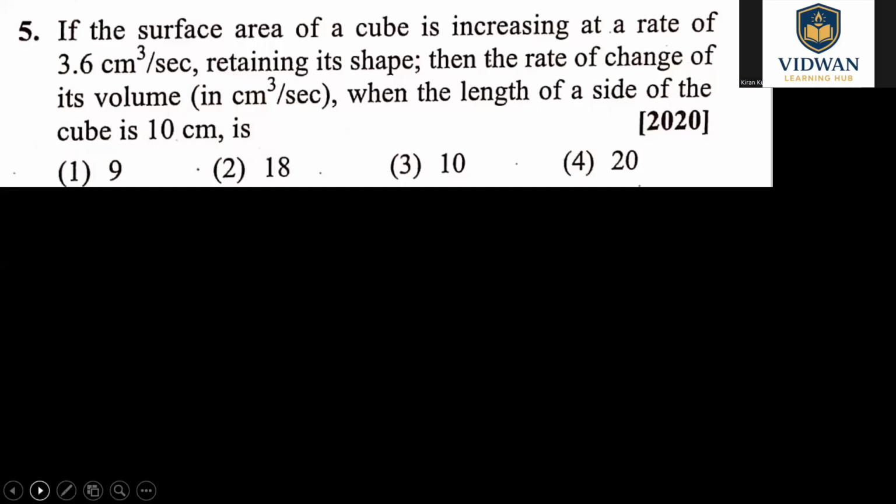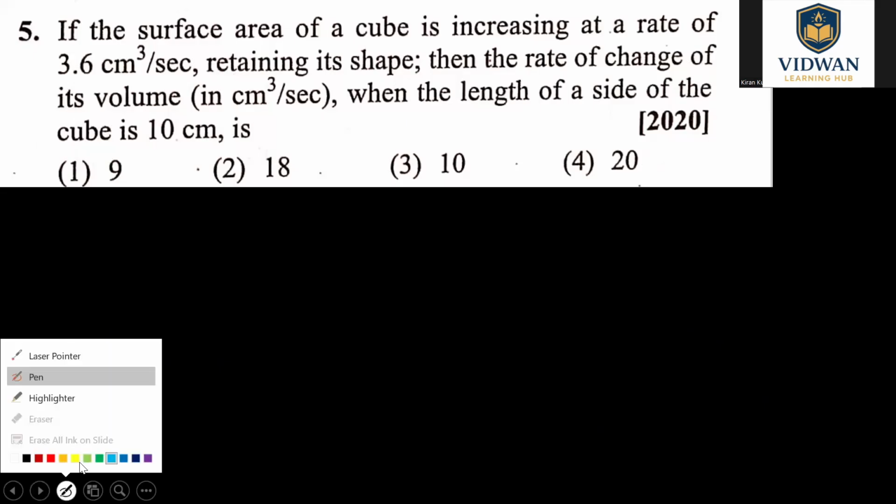Yeah. So the surface area of a cube is increasing at the rate of 3.6 centimeter square per second, retaining its shape. Find the rate of change of volume when the length of the side is 10 centimeter. So what will be the surface area of a cube?